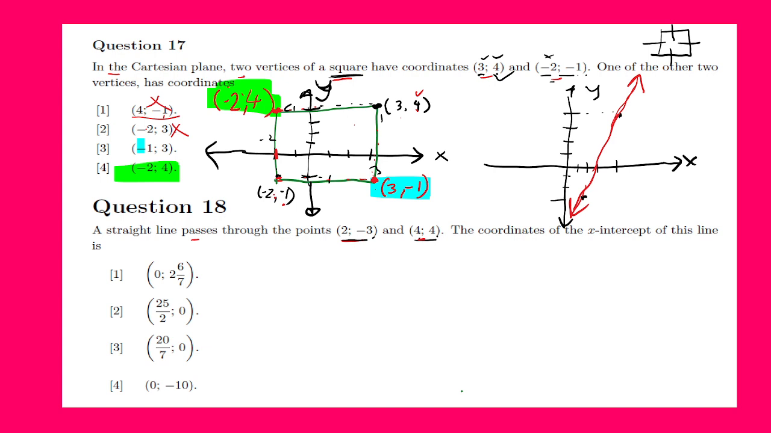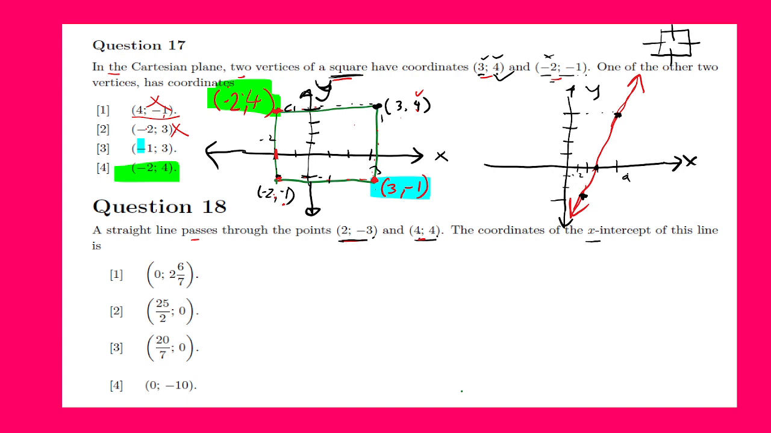The straight line passes through this point, you see, through here and through there. Now they say find the coordinate of the x-intercept, which means they want to know where it's going to cross the x-axis. This is a rough sketch, so we know it's going to be somewhere between 2 and 4.